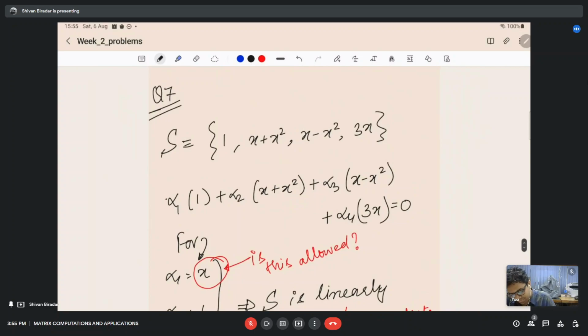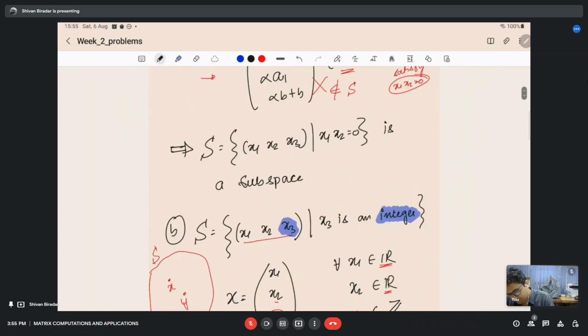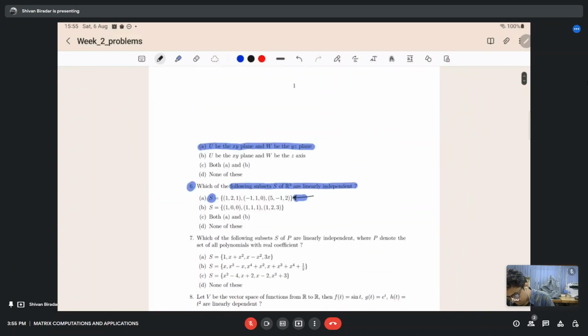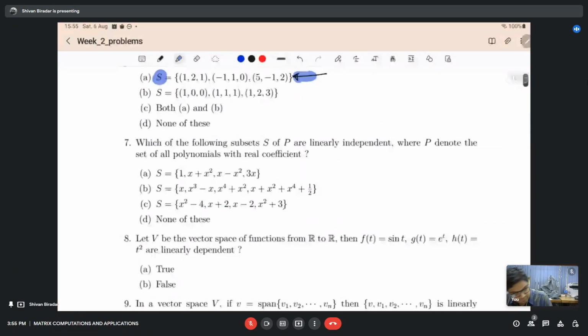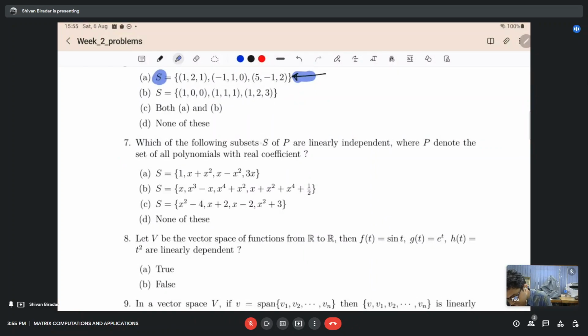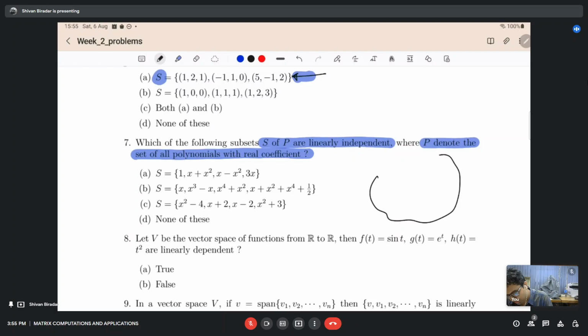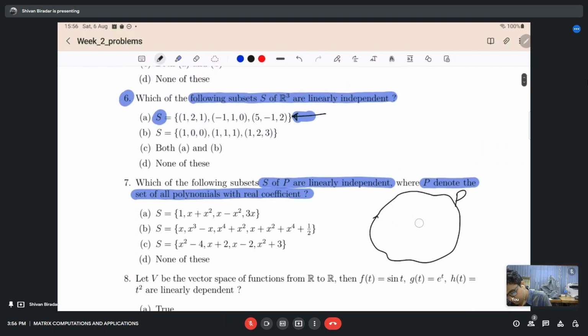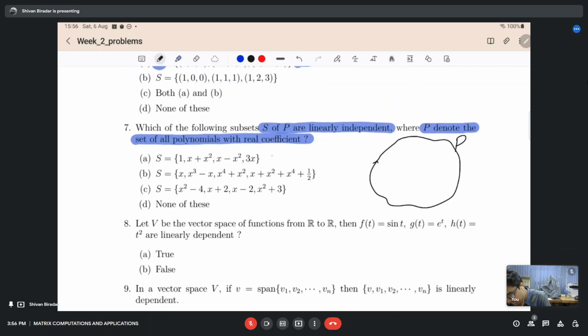The seventh question is actually important. The seventh question says: which of the following subsets S of P are linearly independent, where P denotes the set of all polynomials with real coefficients. So I have a set of polynomials. I take a small set S, which is this. So now I have to see whether this S is linearly independent.